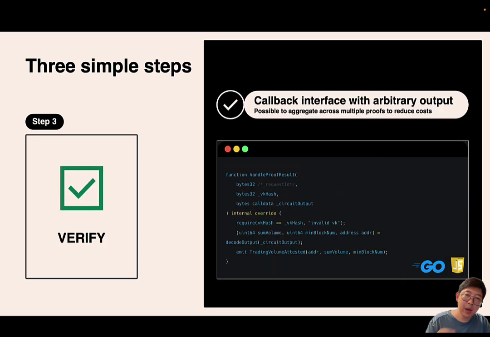And finally, with the computation result generated, a ZK proof will also be generated and sent back to the blockchain, where a verifier contract will verify the proof. Once it is verified, the computation result will be delivered to your smart contract so that you can utilize that directly in your on-chain business logic.